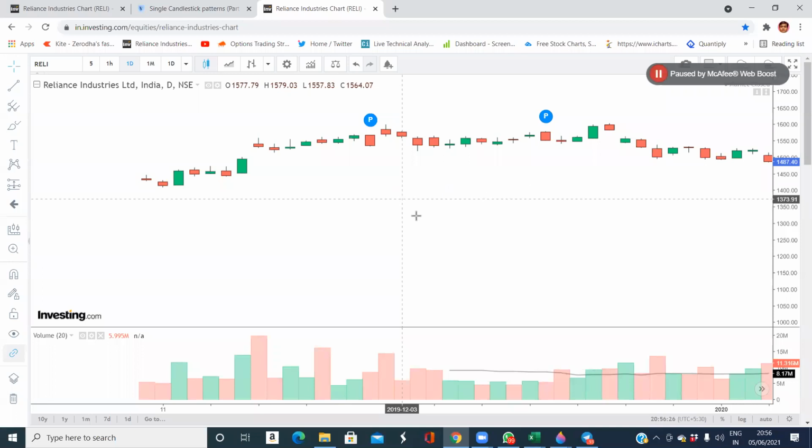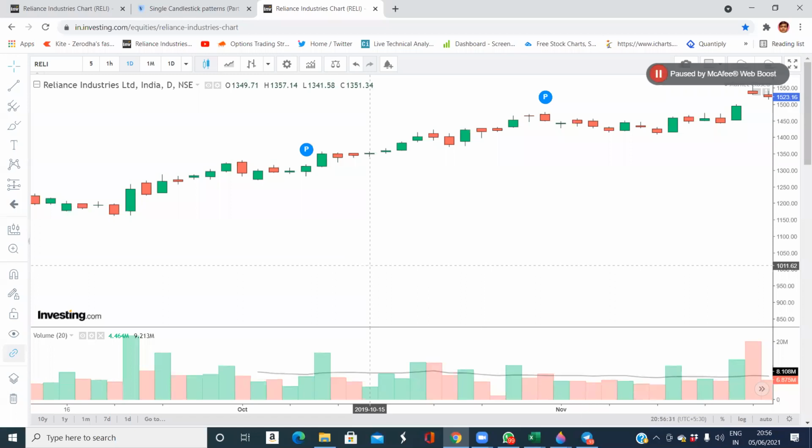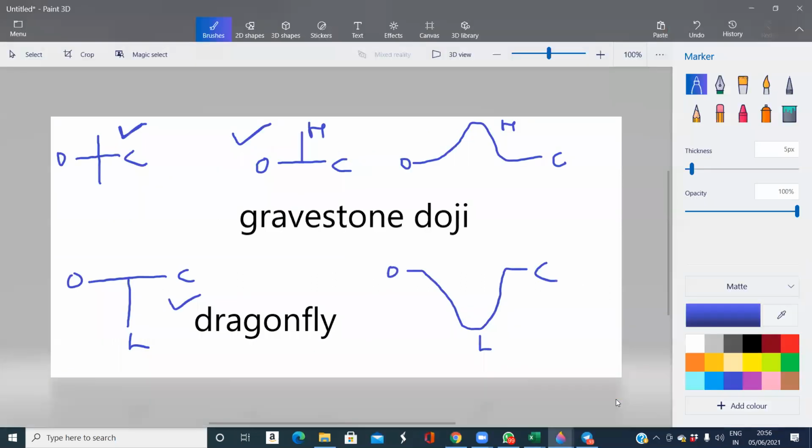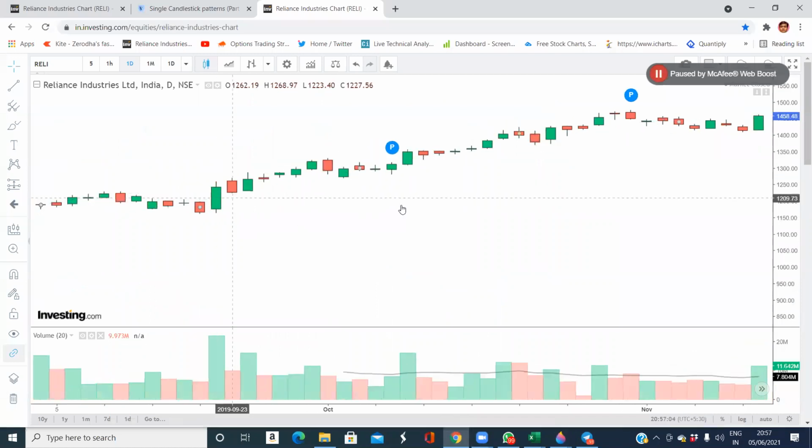Sir, the thing is, for me at least, this doji. Can you go to that graphic which you have just mentioned, the dragonfly and the gravestone? The top one is a bearish one, and the dragonfly is a bullish one. The problem with me is I don't find this when I check in the graphs. Whenever I try to find this, either it will go up or down, it is difficult for me to find it and then take any action on the basis of that.